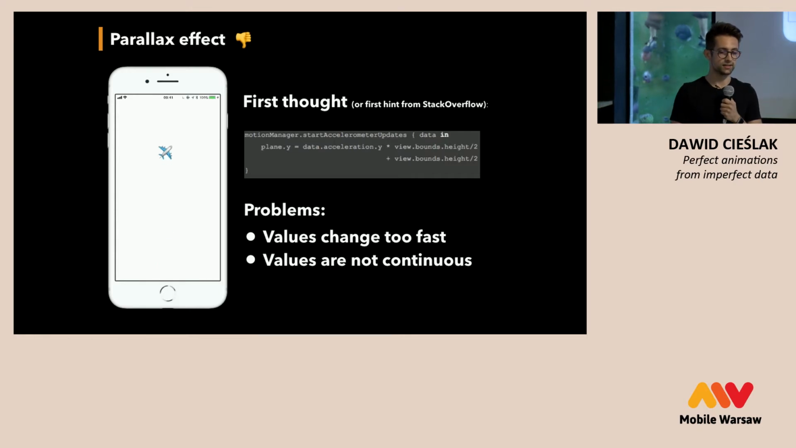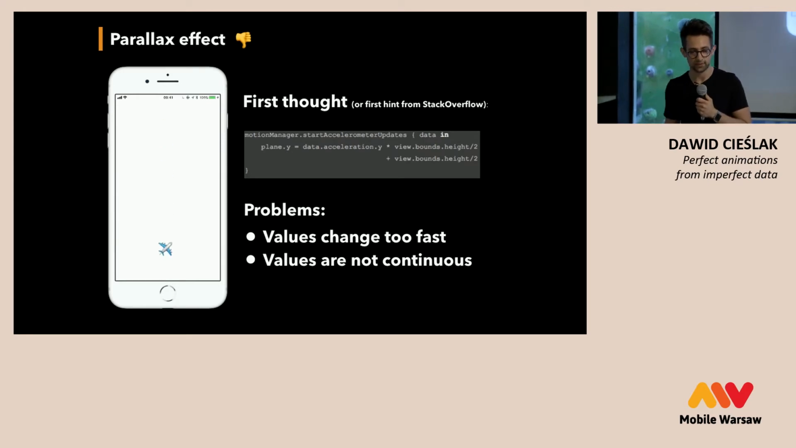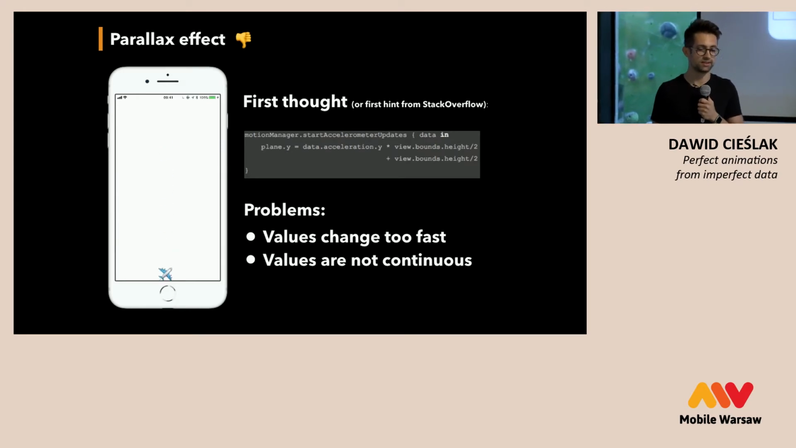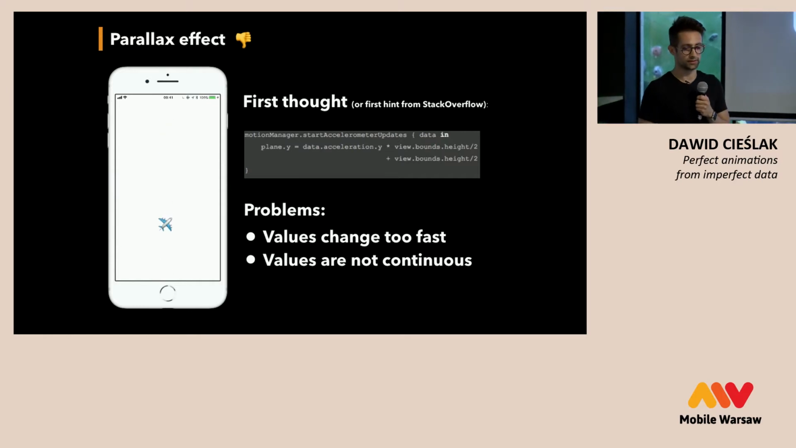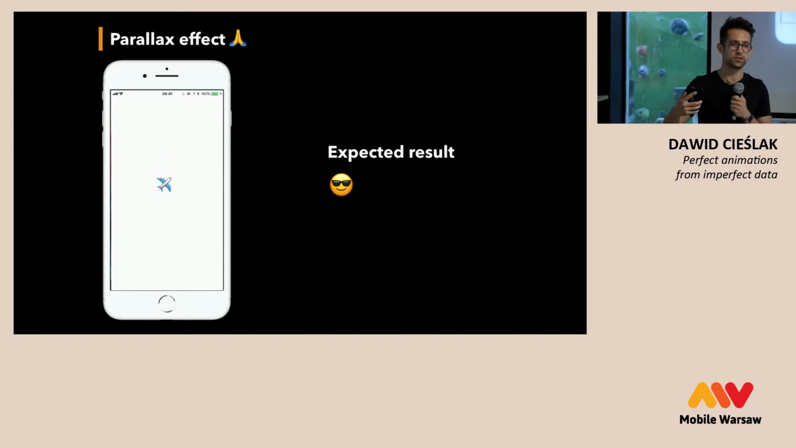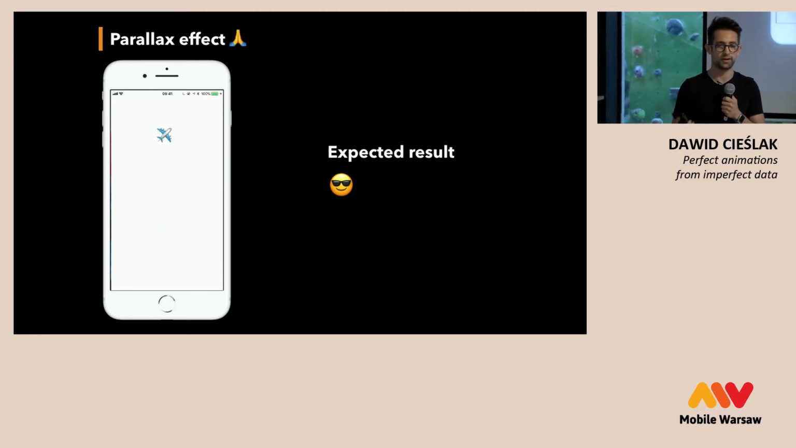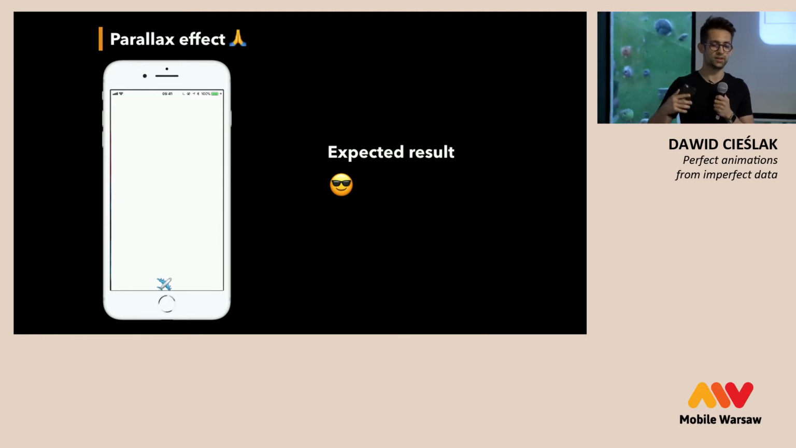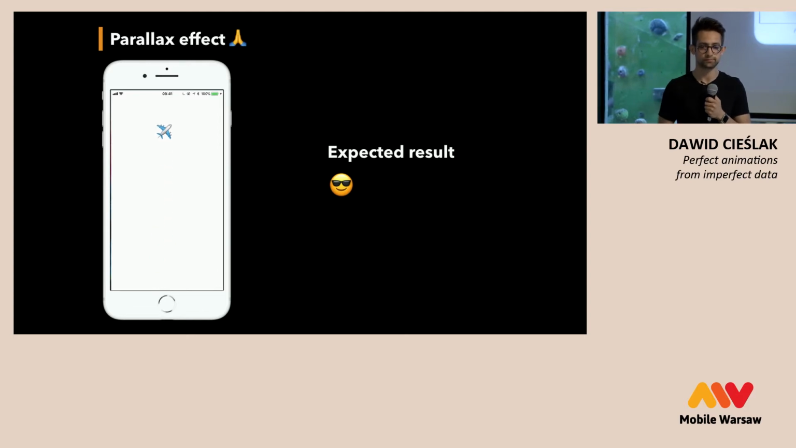And as you expect, the output you get from such thing is not really very smooth, missing the values, changing very fast. In everything it looks a bit glitchy. So what we expect is something much more smooth, giving us this nice animation when I'm moving the phone. I see object smoothly coming from one position to another, and there is no this teleport effect.